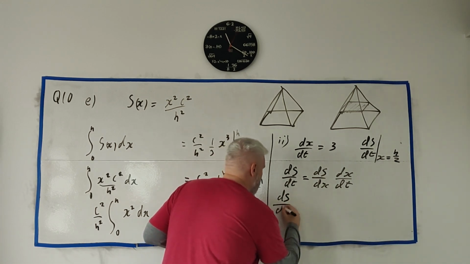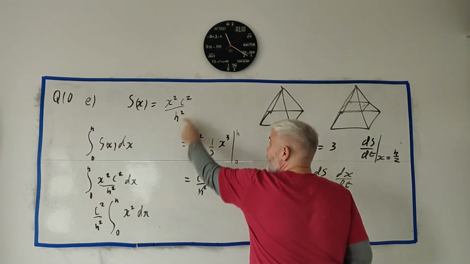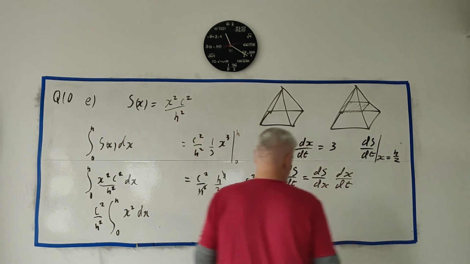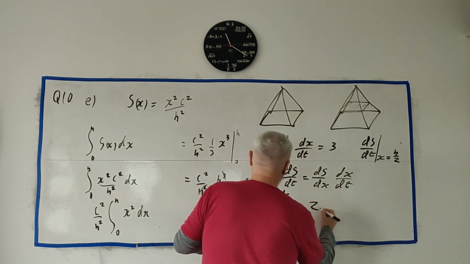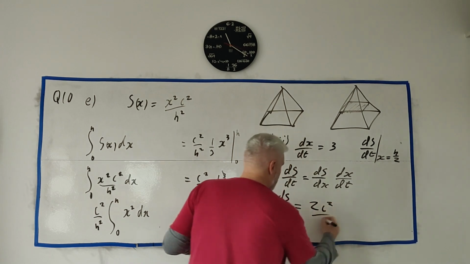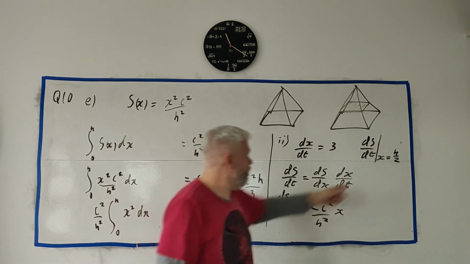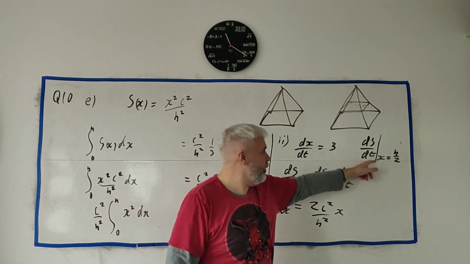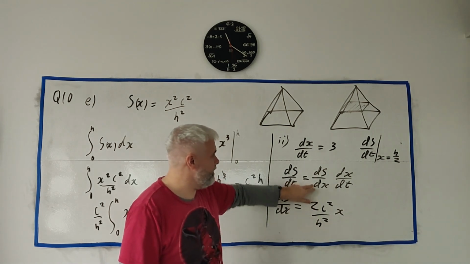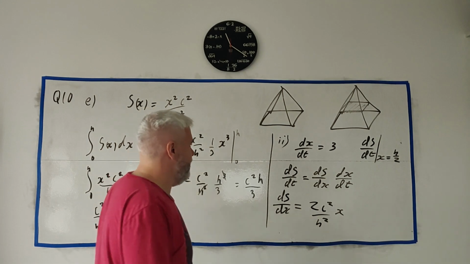dS/dx is just the derivative of this, and these are constants. So it's just 2x multiplied by the constants. So it's 2 from this 2. The c squared is still there, the h squared is still there, and it's an x. That's all. So really we just need to put this into this. I guess I'm going to run out of room. Let me rub out a bit on the left side.